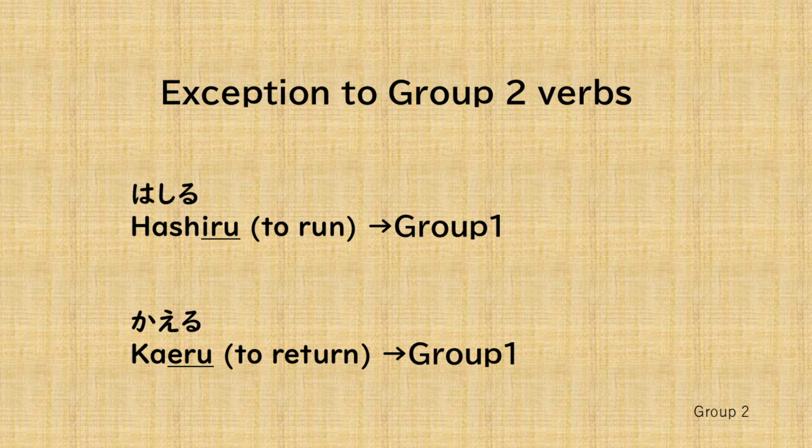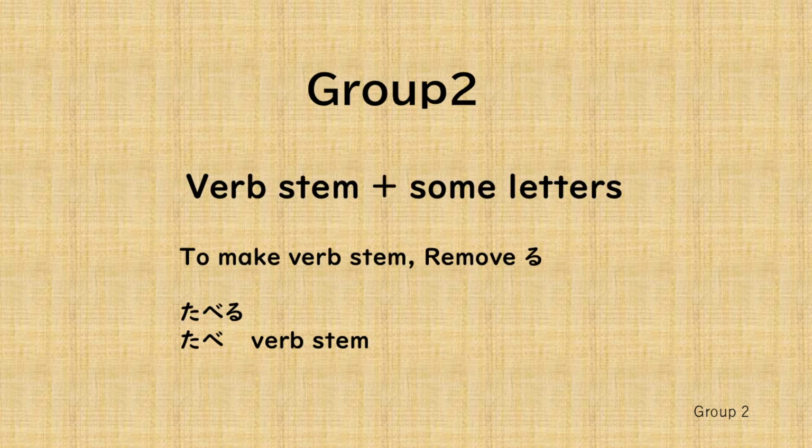For example, 走る, 帰る. I know it can be confusing. These verbs seem like Group 2 if you consider the rules that I explained before, but these are exceptions. For those verbs, please follow the rules of Group 1.